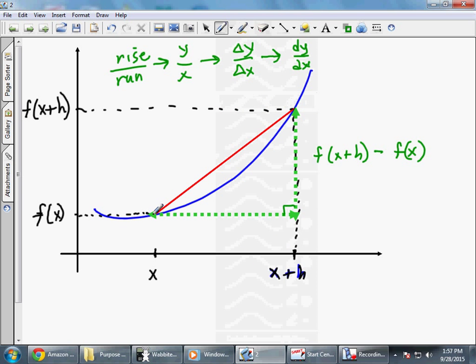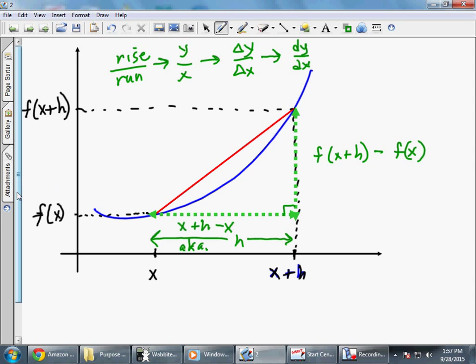Now, by the same token, let's do a Bailey on the horizontal change in x. What would this be right here, this distance? X plus h minus x, also known as h. From there to there.